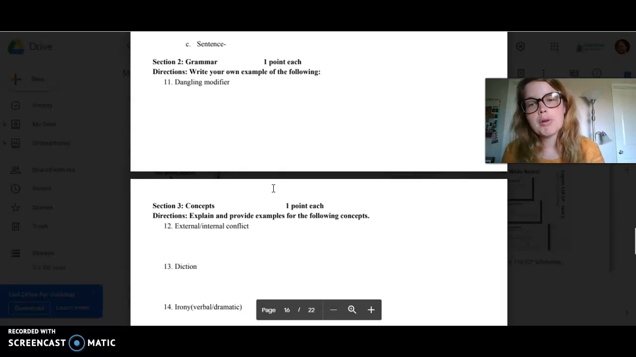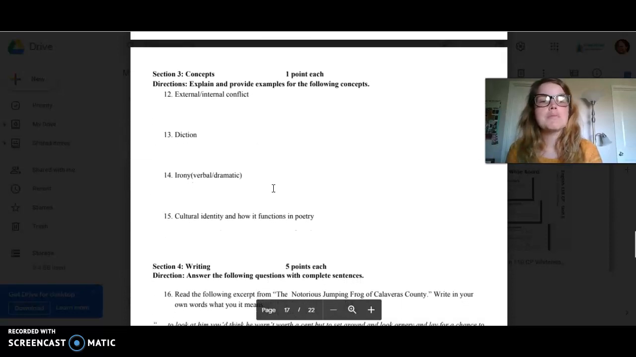Next is grammar. You want to provide your own example of the following. So it's just one. It's a dangling modifier. Just have to provide an example of what that looks like. So a modifier is something that is kind of just modifying something else, and dangling means that it's not near what it's actually modifying. So it's really confusing.